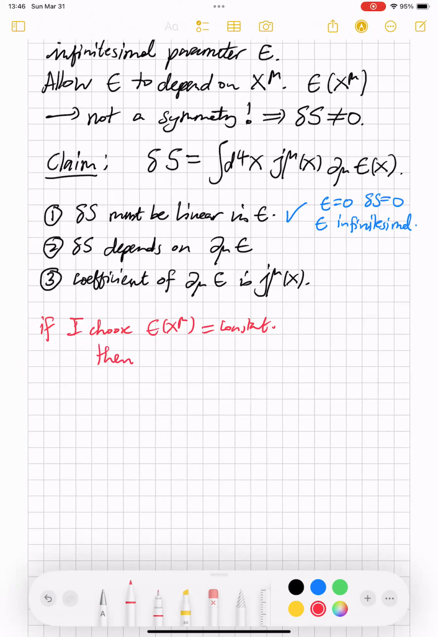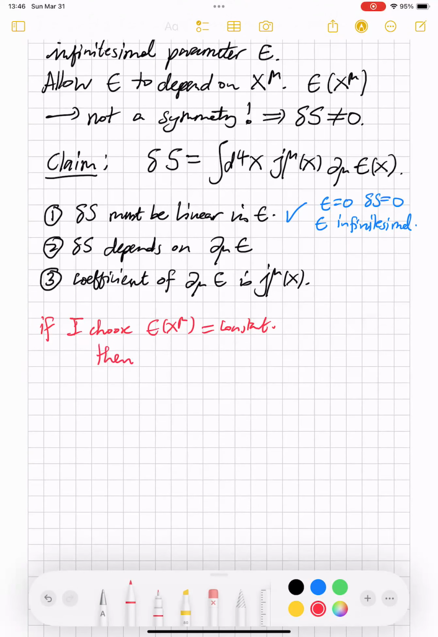So that's an infinite number of equations. And the only way that the integral d4x epsilon of x d mu j mu can vanish is if d mu j mu itself vanishes. So this implies that d mu j mu of x is equal to 0. And we have now again proved Noether's theorem. If we have a symmetry acting in our theory, we always have a conserved current.